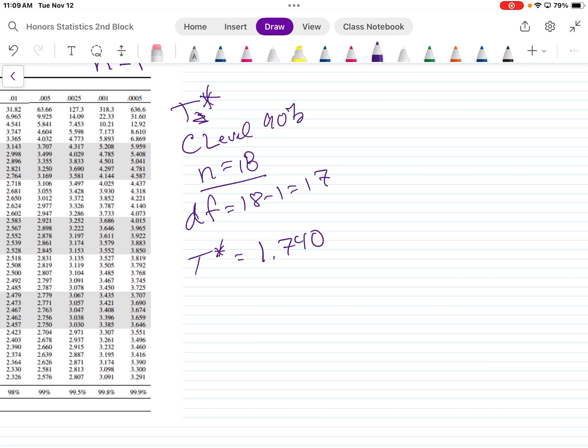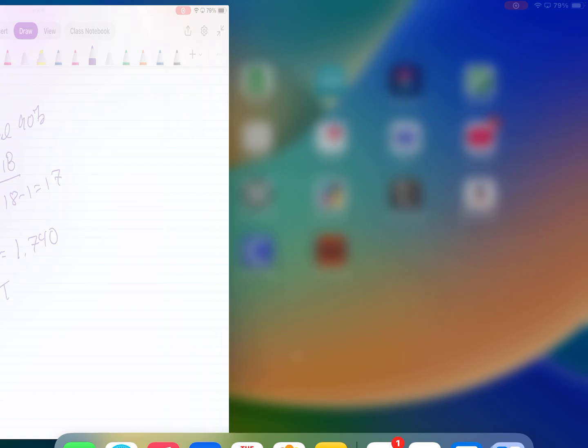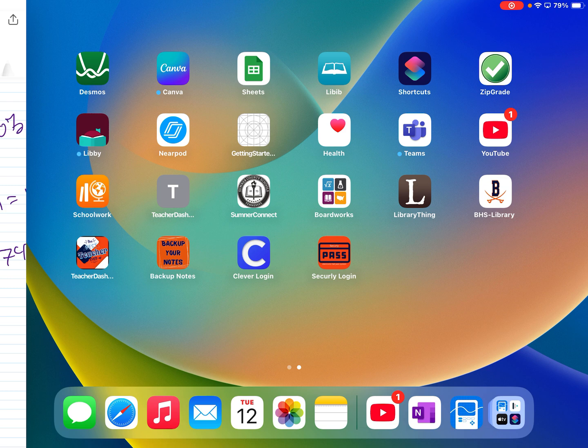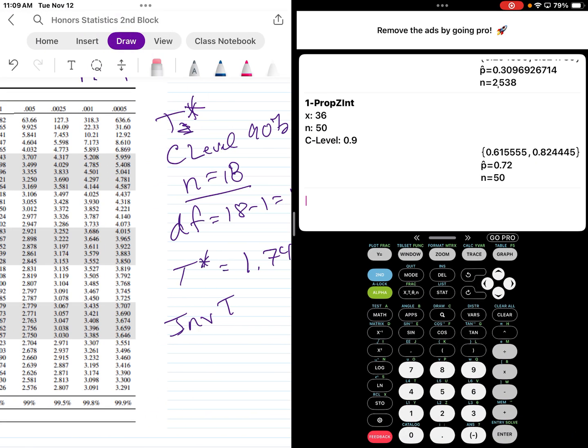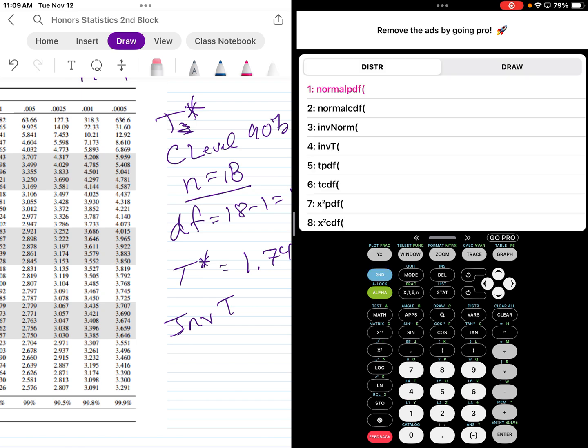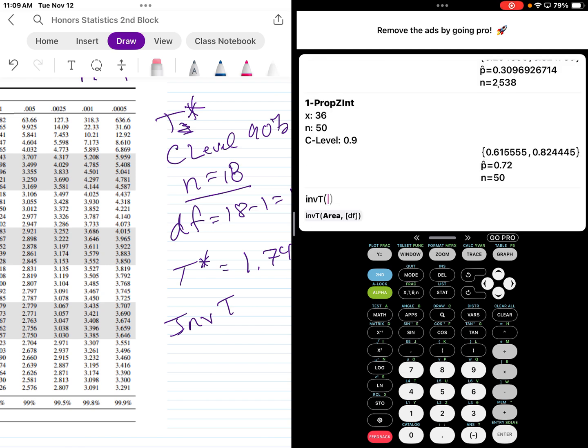Oh, do it in the calculator. In the calculator, we're going to look for an inverse T. So on your TI calculator, if you do 2nd, VARS, you'll notice option number 4 says inverse T. Go ahead down to that one, and I'm going to hit enter.